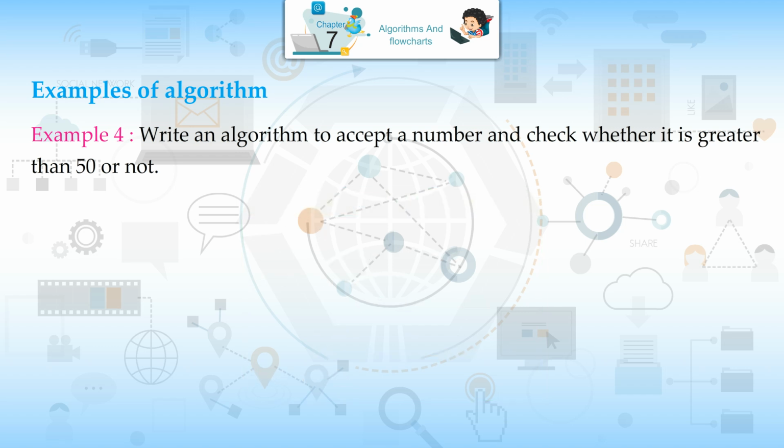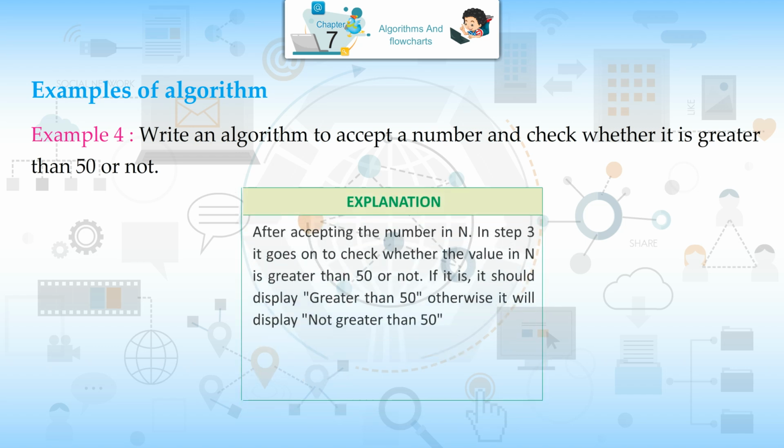Step 4. Stop. Explanation. After accepting the number in N, in step 3 it goes on to check whether the value in N is greater than 50 or not. If it is, it should display greater than 50.